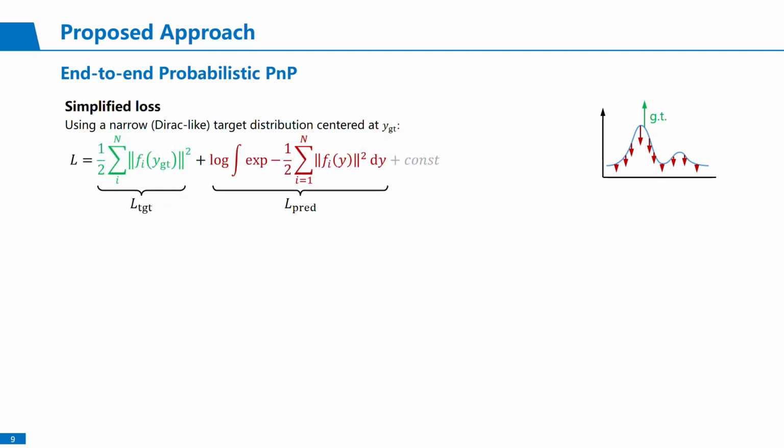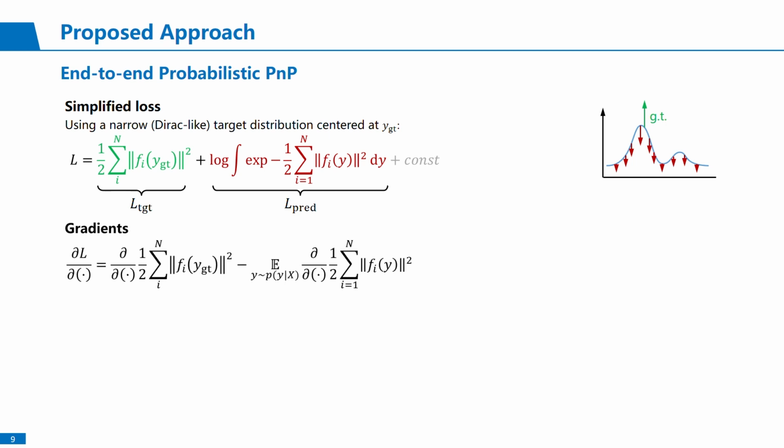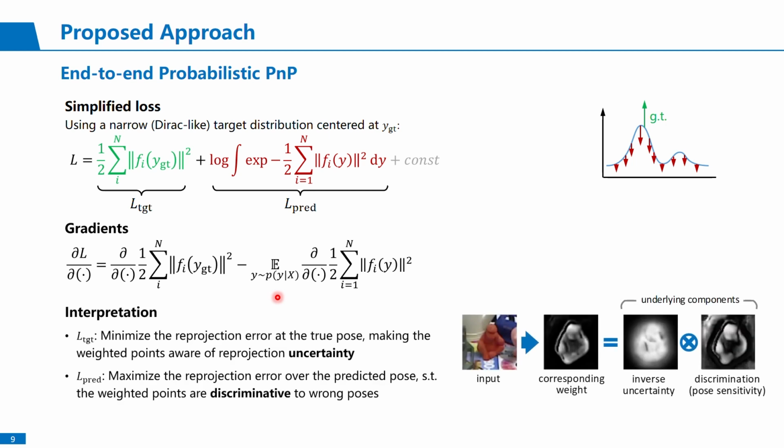As for the target distribution, we use a Dirac delta distribution whose variance approaches zero, which yields the simplified loss function. Taking the gradients, we can see that it tries to minimize the reprojection error at the target pose while maximizing the reprojection error over the predicted pose. Now, because we're using weighted correspondences, these two terms drive the weights to be both uncertainty aware and discriminative.